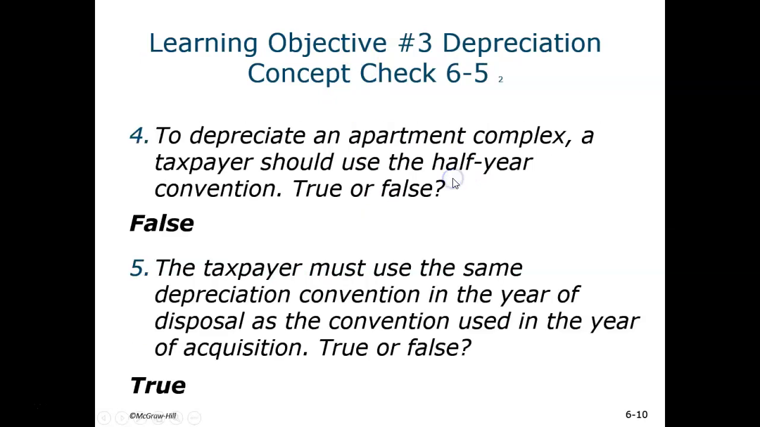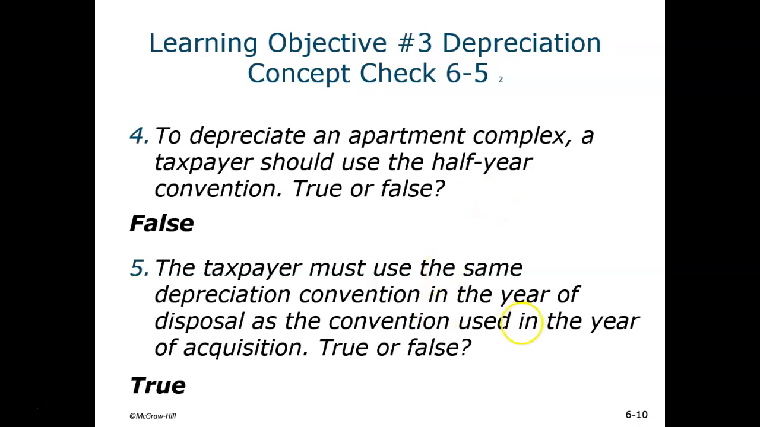Let me skip these concept checks for right now. Oh, I want this one right here. It says, to depreciate an apartment complex, a taxpayer should use the half-year convention. Why is it false? Because the half-year convention only relates to personalty. Any asset that we have in the business that's not real estate, machine, car, truck, tools, whatever, it's personalty. In that case, for the apartment complex, we would have to use the mid-month convention.